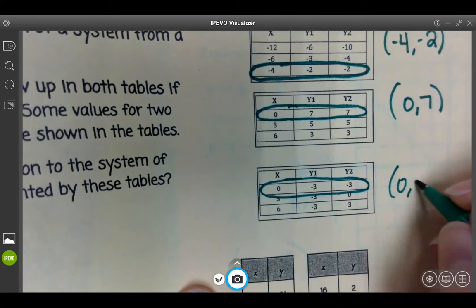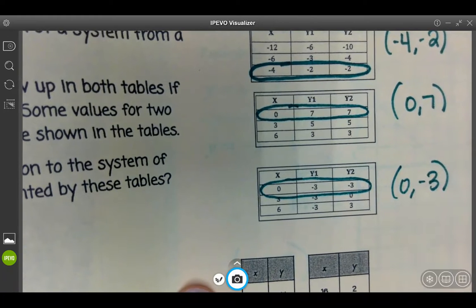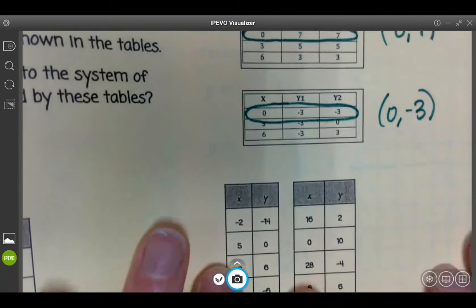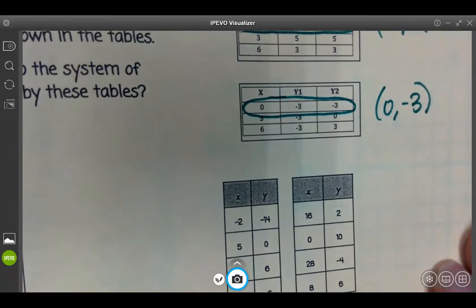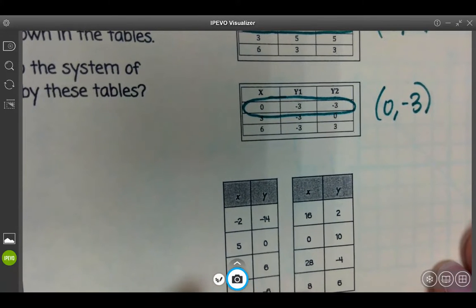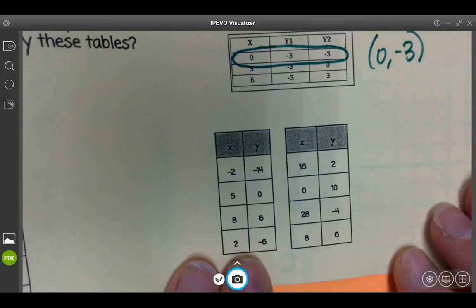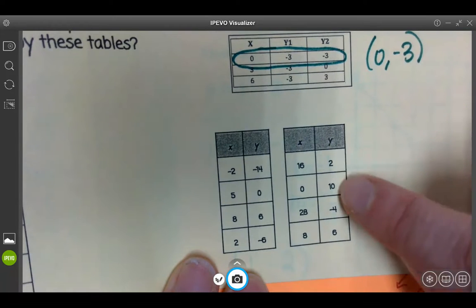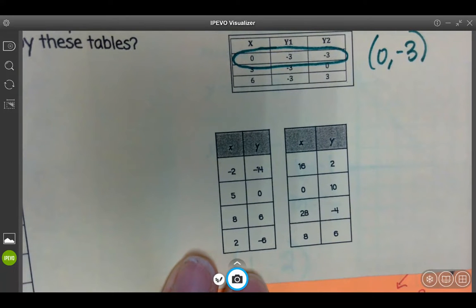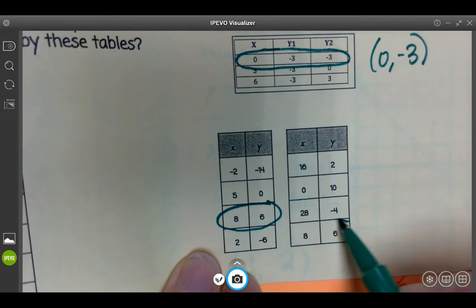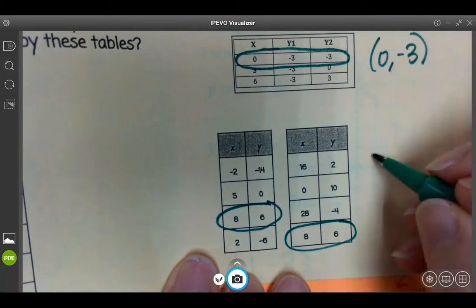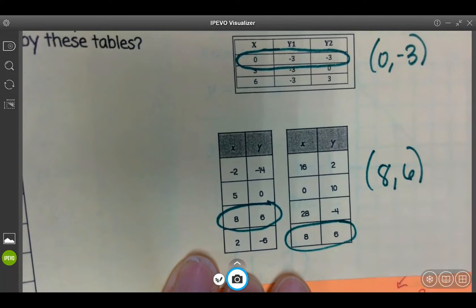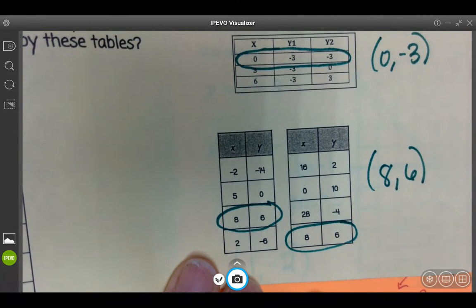Zero, -3. So on a table, it's pretty easy to find. The tables written like this are a little different. You're still looking for the x, y being the same. So look at your x and y here. Look at your x and y here. Where do they have a common point? 8, 6. So see how they both have 8, 6? So that's your solution. That's where they are both at the same location at the same time.